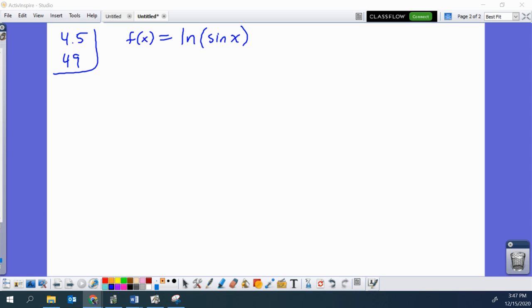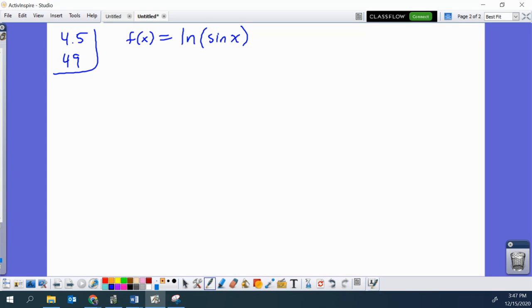All right, we're going to look at problem 49 from 4.5 in the book here, the curve sketching section. And it's y equals the natural log of sine of x. Again, I'm calling it f of x. The function notation is kind of handy for labeling certain things, so I prefer to use it where I can.